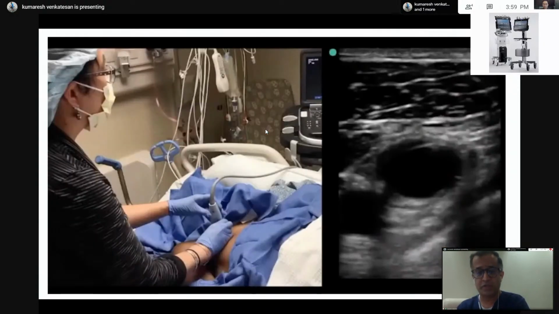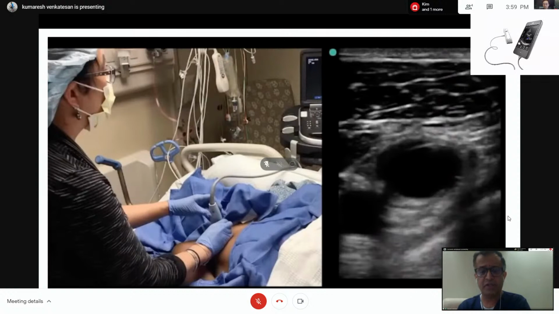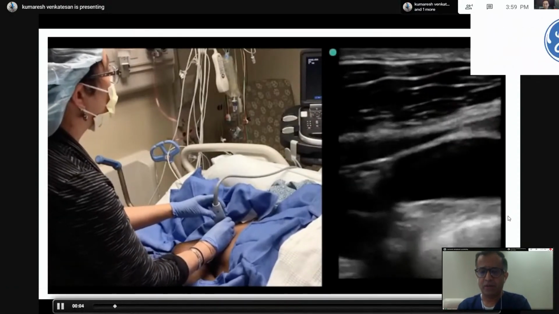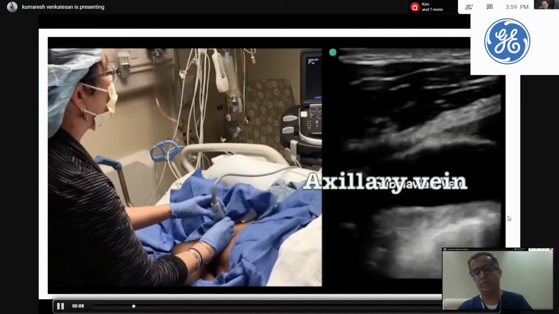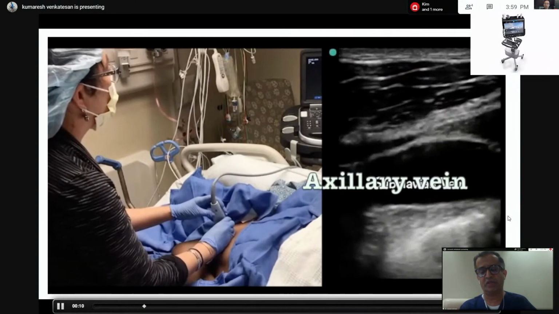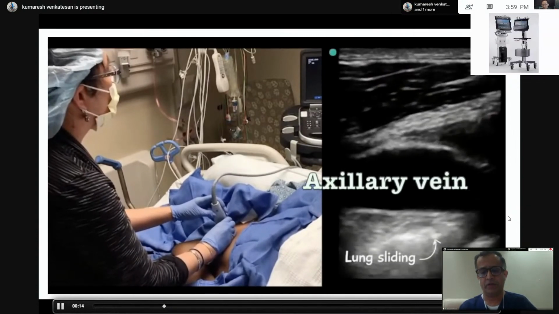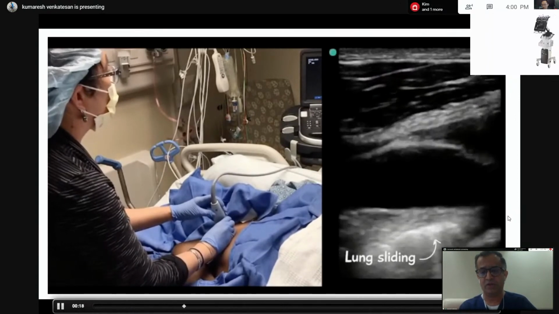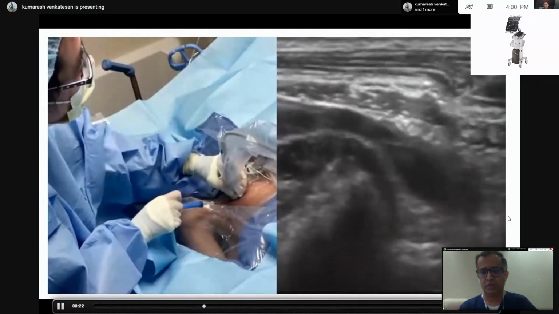Okay, the next one is just a quick example of axillary vein cannulation. Again, start with the pre-procedural scan. Start with the short axis and then rotate the probe 90 degrees. Look for the long axis of the axillary vein, and you can also see the lung sliding there. Once you're familiarized with the anatomy, you start the procedure.